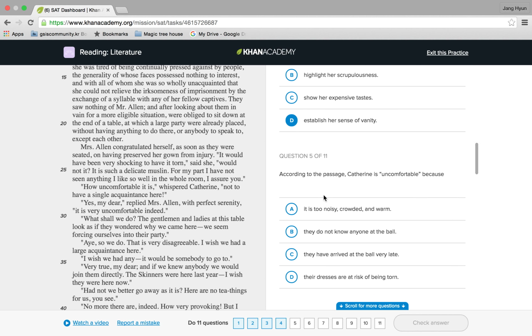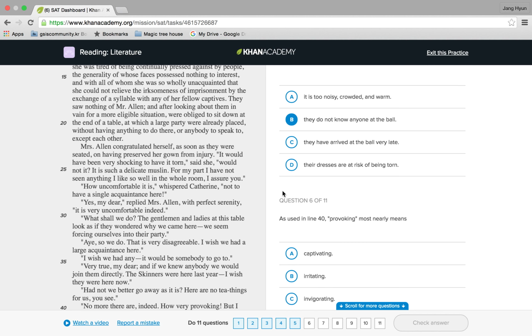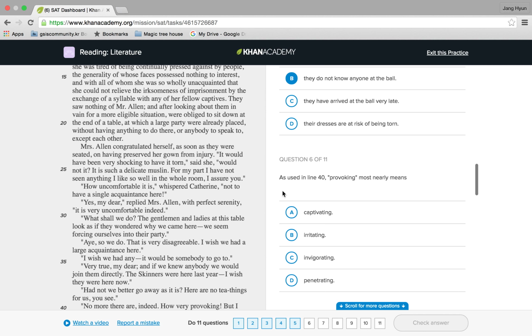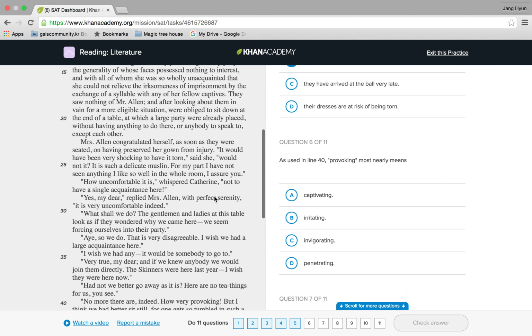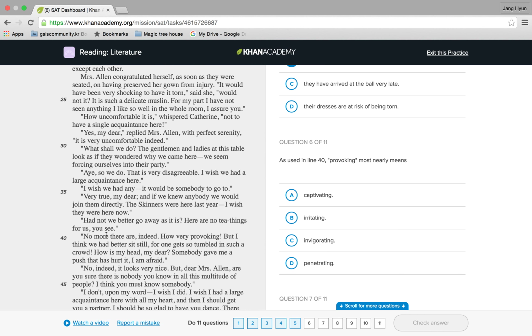Now, according to the passage, Catherine's uncomfortable because, now where does it say? Oh, how uncomfortable it is not to have a single acquaintance here. Here we go. Wow, they do not know anyone at the ball. They don't have any acquaintances here. Alright. As used in line 40, provoking most nearly means provoking.